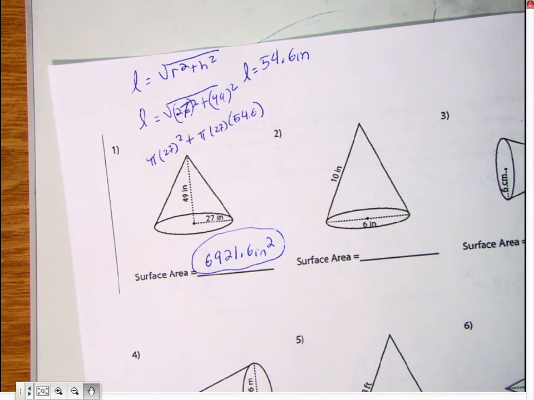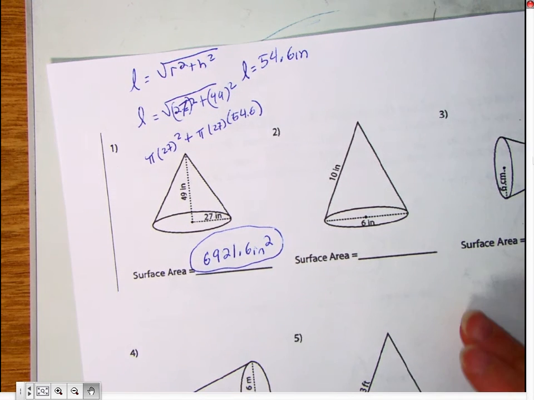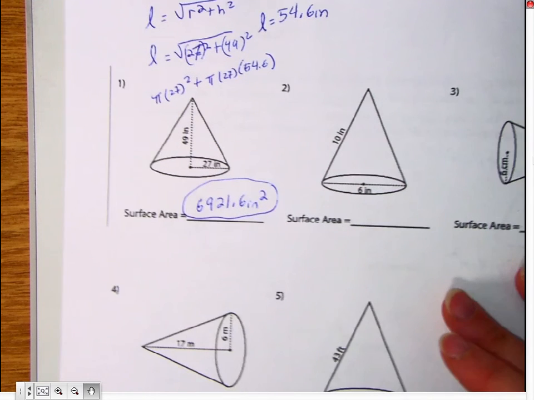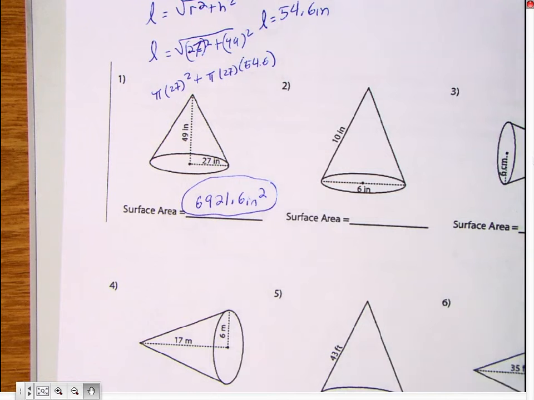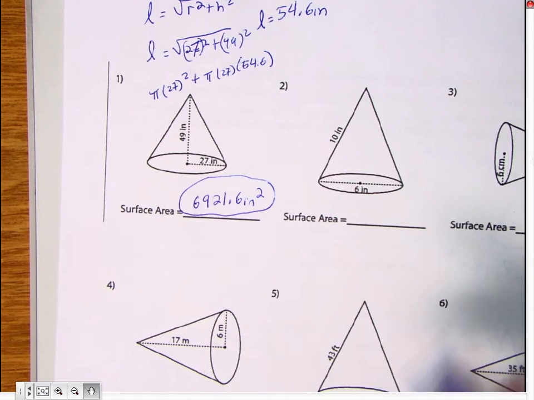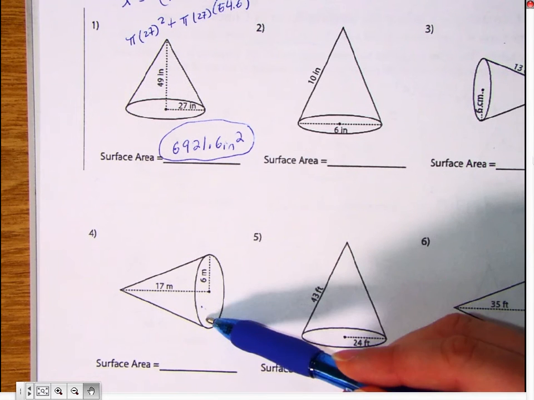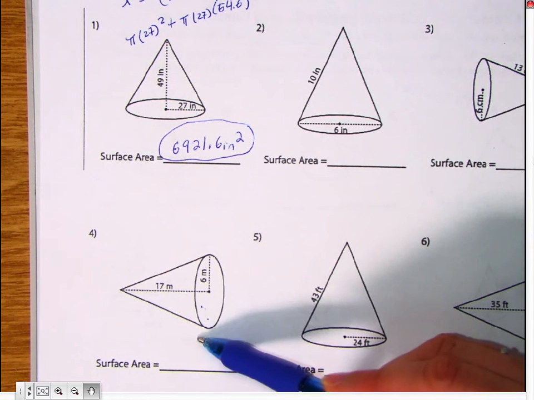Yes? Okay. I would like you guys to try number 4 on your own, and then we're going to go over it, because I want to check to make sure that you're getting the right answers and plugging into the right formula. So number 4 on this side, right here, because it doesn't have a slant height, I want you to try that one right now.